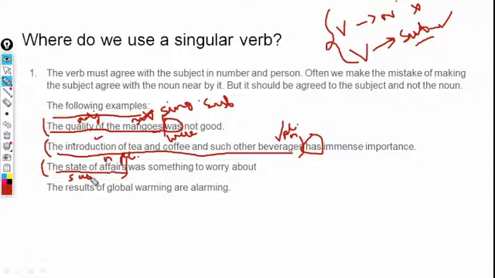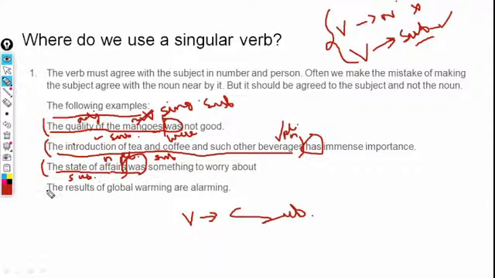This is a noun, and this is entirely the subject. Here, this is the subject. Verb, subject, not the noun. So that is why we have written was. Obviously this is a singular subject, that is why was.